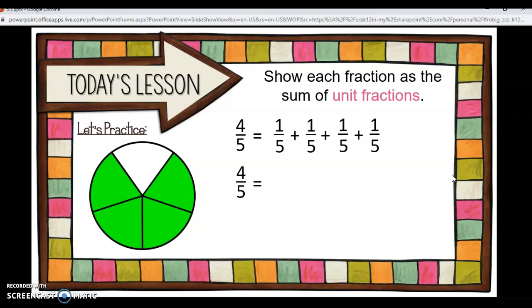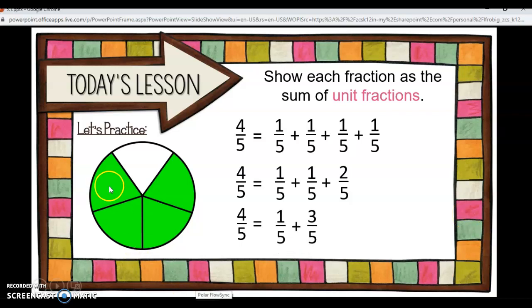So I still have 4/5, but this time maybe I have 1/5 plus 1/5, and then I've grouped these 2/5, right? And I can do that because when I add these top numerators, 2 plus 1 is 3 plus 1 is 4, it's still equal to 4/5. Can you see another way I could do that? Still wanting to show 4/5 as my sum. Maybe you came up with this one: 1/5 plus these 3/5. Okay? Same thing. It's just different ways of showing it.